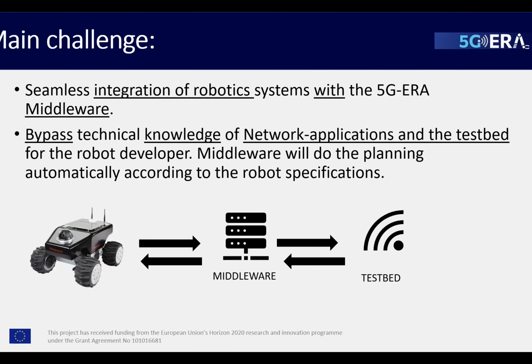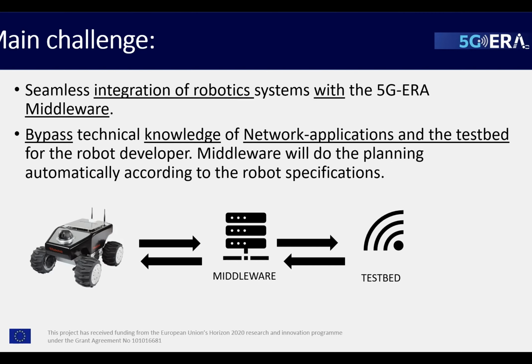Actually, very importantly, by onboarding the robot into the middleware, we bypass all the technical knowledge about network applications and testbed for the robot developer. So we are isolating our robot developer into the vertical application knowledge, and they don't have to take into consideration all the network topology, the testbed, and so on. So this is our challenge.